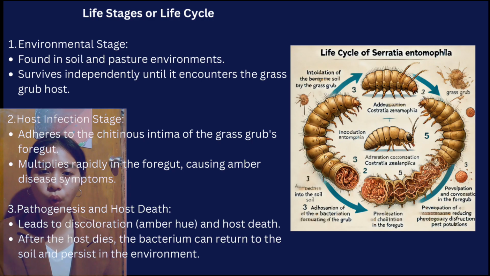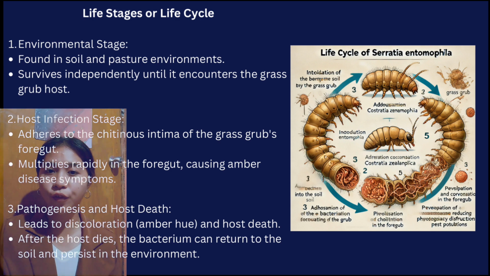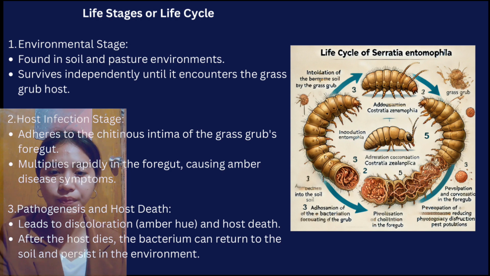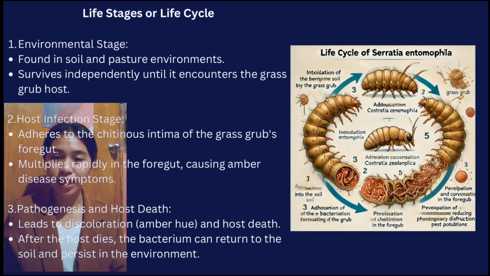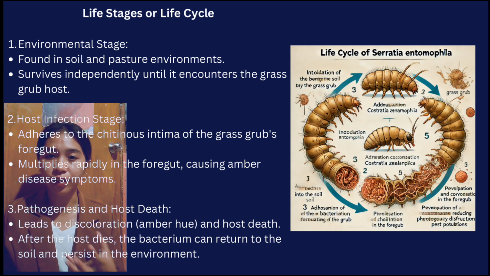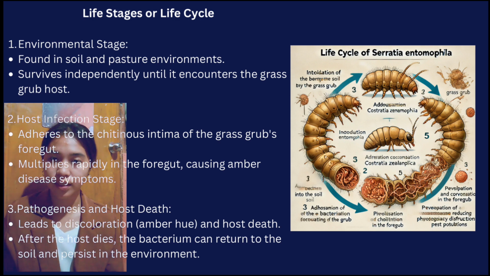Its life stages or life cycle. On the environmental stage, S. entomophila is found in soil and pasture environments and can survive independently until it encounters its grass grub host. Host infection stage. The bacterium adheres to the foregut lining where it multiplies, causing disease symptoms. And lastly, its pathogenesis and host death. As the disease progresses, the grub exhibits amber coloration and eventually dies. After the host's death, the bacterium can persist in the environment.